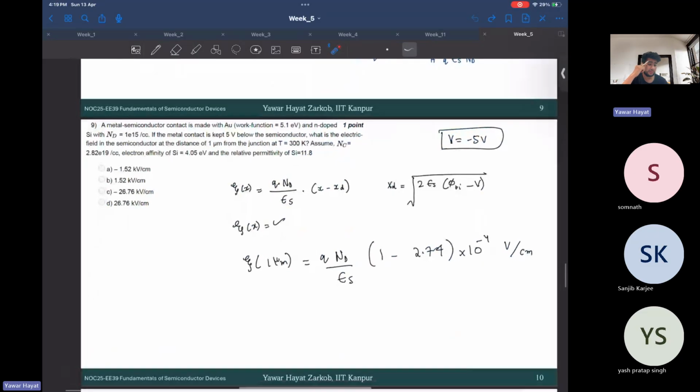So you got it. So now you have this relation, right? The electric field at a distance x is q ND by epsilon s times (x minus xd), where xd is the square root of 2 epsilon s times (phi bi minus V). This is known. So wait, your V is minus 5 volt. Okay. Then obtain this, right? What you need to do is simply plug x equal to 1 here. What is xd? Where is xd?